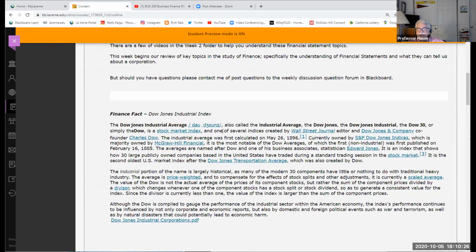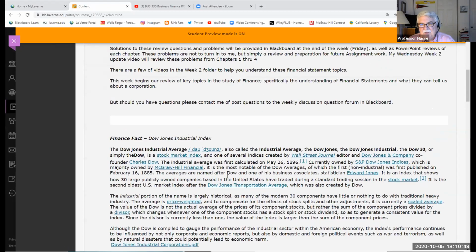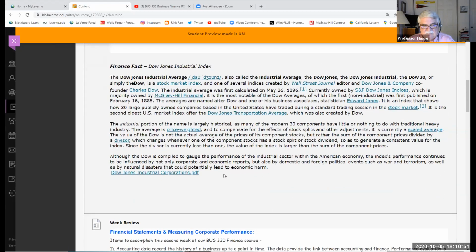Our fact tonight is the Dow Index. What is the Dow Jones Industrial Index, which is part of your portfolio? Speaking of the portfolio, I was very impressed with some of your stock selections. Holy moly. Maybe I might fire my investment manager and hire one of you guys. I was very impressed by some of the stock selections.